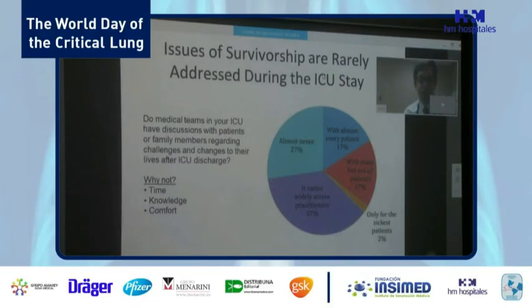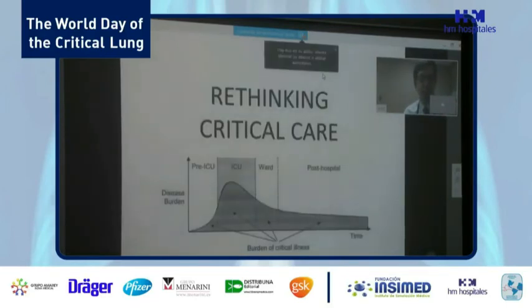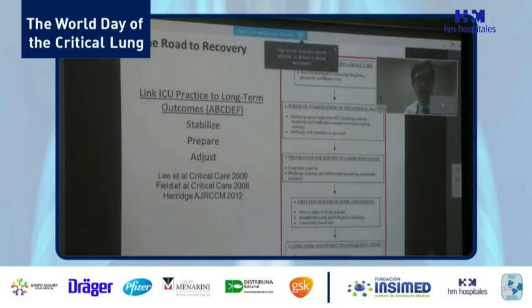It was over 10 years ago that Derek Angus and Jean Carlet asked us to rethink critical care, to look beyond the ICU, beyond the ward, into the future beyond, to understand what these patients are experiencing and what we can do to improve care delivery for them. I'm going to spend the remainder of the time linking what we can do in the ICU and a little bit beyond to improve outcomes in the intermediate and longer term.